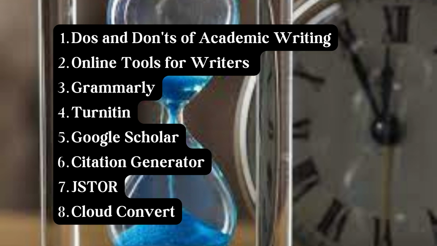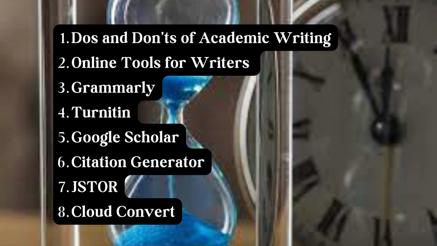Number five, JSTOR. A digital library with academic journals, books, and primary sources. Useful for in-depth research across different disciplines. And lastly, we have Cloud Convert. It is an online tool for converting file formats, documents, images, audio, or even videos. It helps prepare content for different platforms or devices.